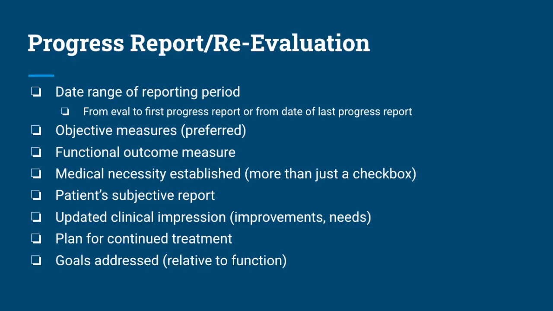And again, you want to establish medical necessity. That's your whole point of your progress report, is to show that you're making progress and that they still need skilled care. You need to include the patient's subjective report in the progress report. And then you want to update your clinical impression to show any improvements or explain any difficulties the patient is having or any lack of progress to justify a continued need. And then you need to include your plan for continued treatment. You also need to address your goals, and you always want to do that relative to function. Your goals should be linked to some sort of function.